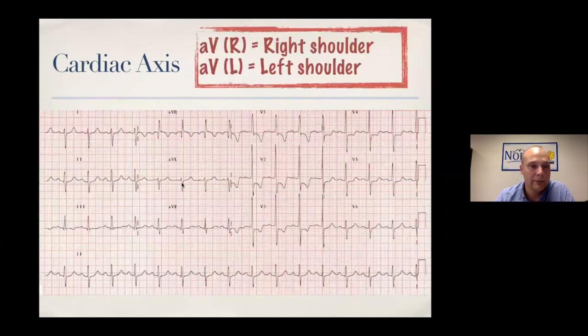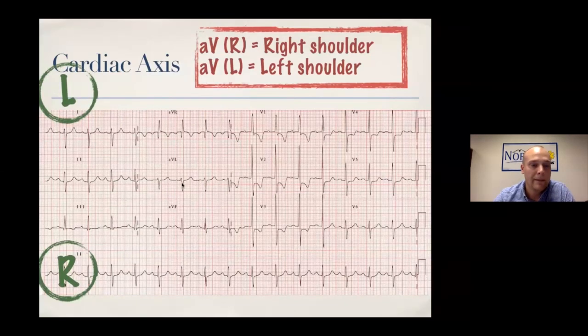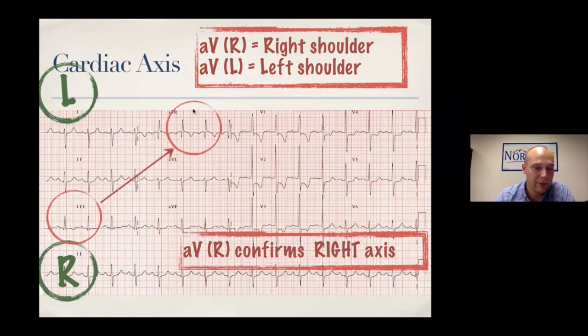Same goes the other way. Three is upright, four is not. If I wanted to confirm that, I would look at the right shoulder. The right shoulder is upright. It's the same, so that confirms it. So that's the right axis.